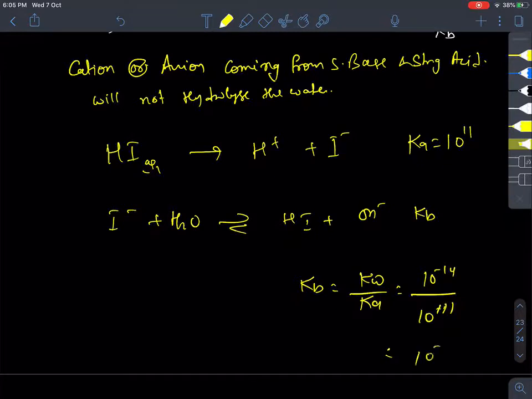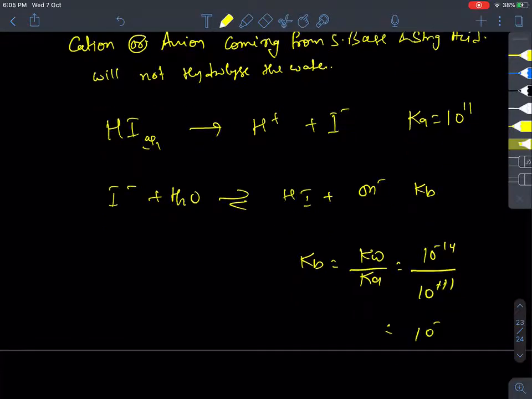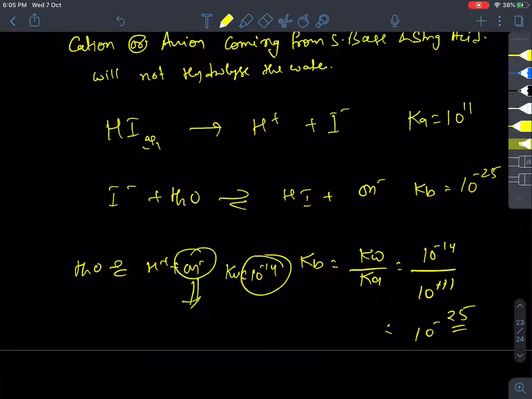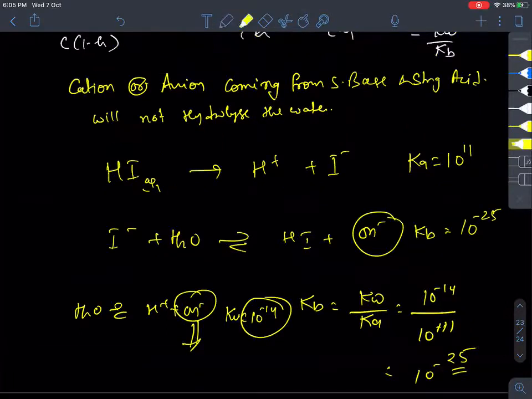This is pathetically low, 10 to the power minus 25, guys. Can you see this? So this is so bad. It is so poor that more than this OH minus directly from water we will get, because this Kb is of the order of minus 25, but water itself is far better than this, whose Kw is what? 10 to the power minus 14. So OH minus from here is much more dominating than this. So that is what the meaning of this. Acid or bases, if they are very, very strong, their corresponding cationic or anionic form will not hydrolyze water.